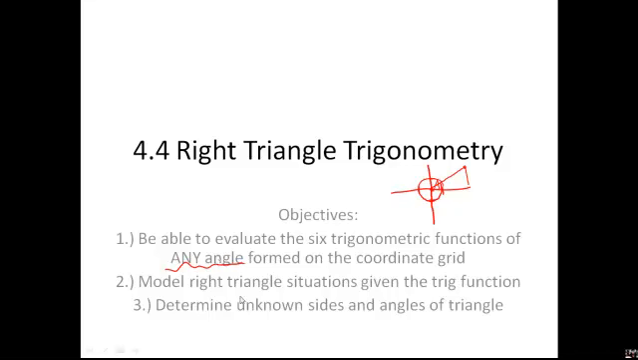The other objectives are to be able to model right triangle situations given a trig function and then determine unknown sides and angles of a triangle. So this is one thing that I want to add, just so that you remember this: if you know two pieces of a right triangle, you know it all. So the idea is if I give you two pieces of a triangle and it's a right triangle, you can figure out every single other piece, the other sides, the other angles.